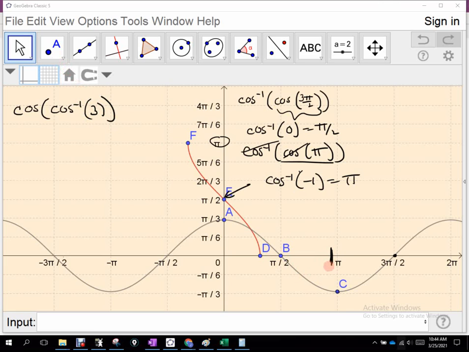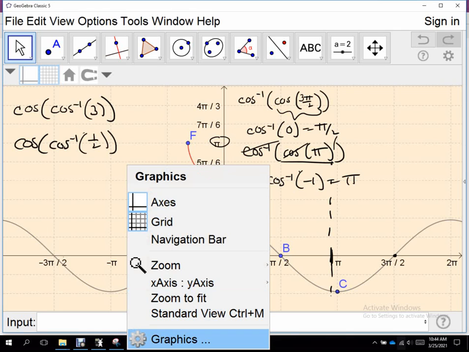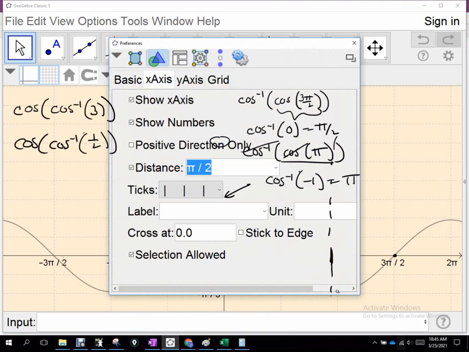3 would be about right there, wouldn't it? Does that line of 3 ever intersect the red curve? The red curve's not defined at 3, so you cannot do this. But I can if I go cosine inverse of, let's say, 1/2. So let's put the x-axis back in integer form. Wish they had a toggle switch that would allow me to do this a little bit easier.